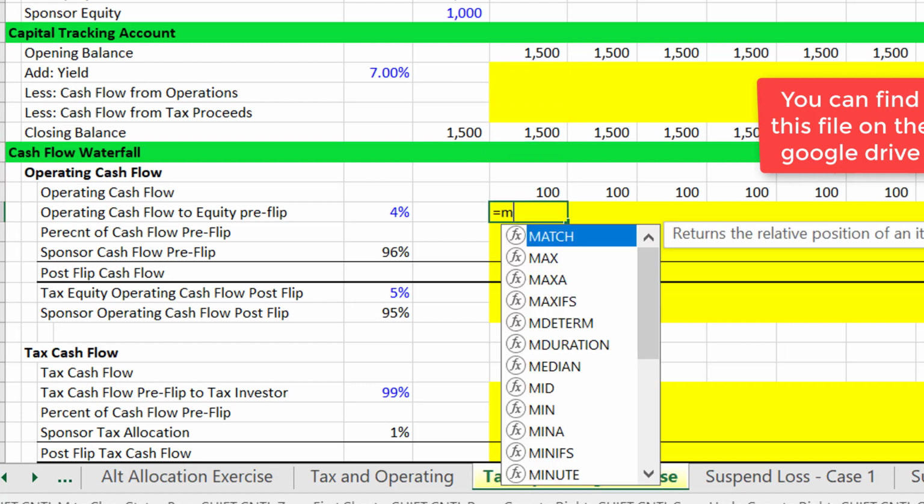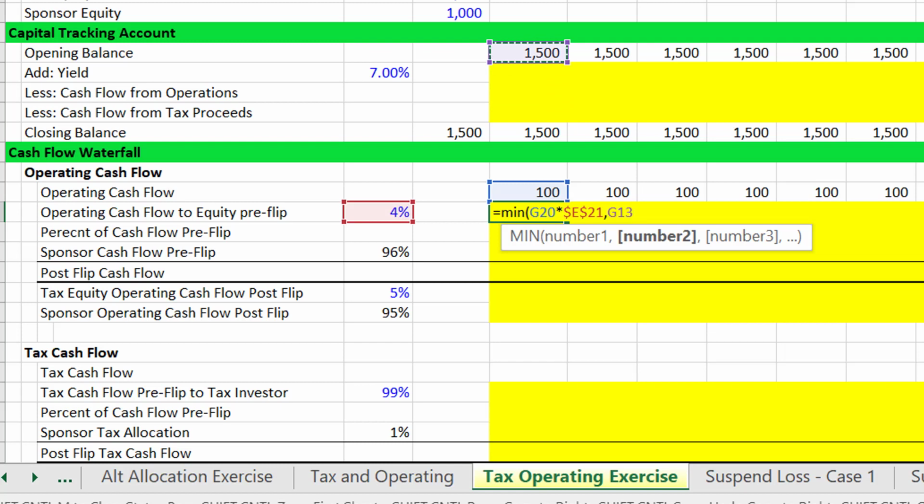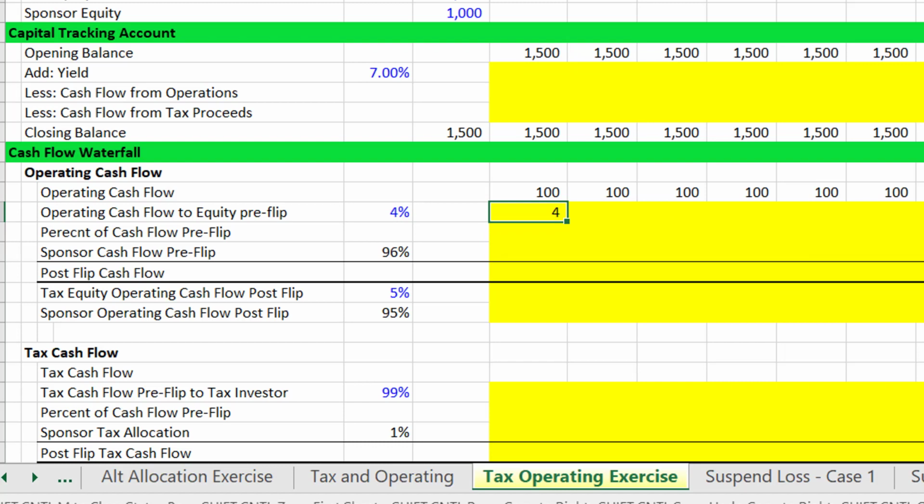So we put minimum, and we take the cash flow, but this time you multiply it inside the minimum. This percent cannot be outside of it. It's got to be inside it. It kind of makes sense when you look at it. And then we take this plus the yield, just like we did before. Okay? And that's it. Shift Control R.